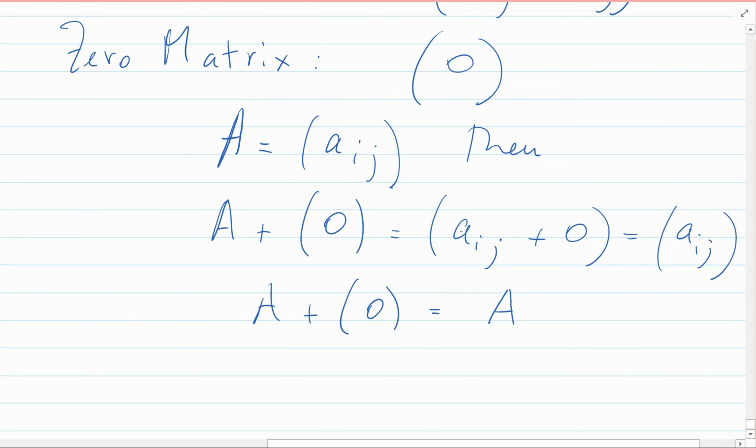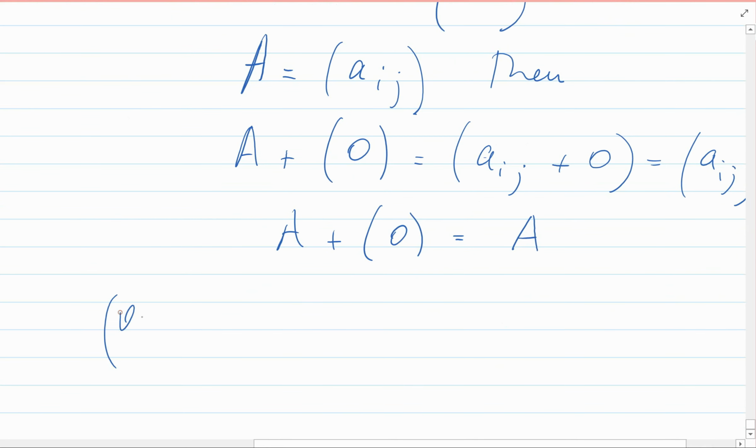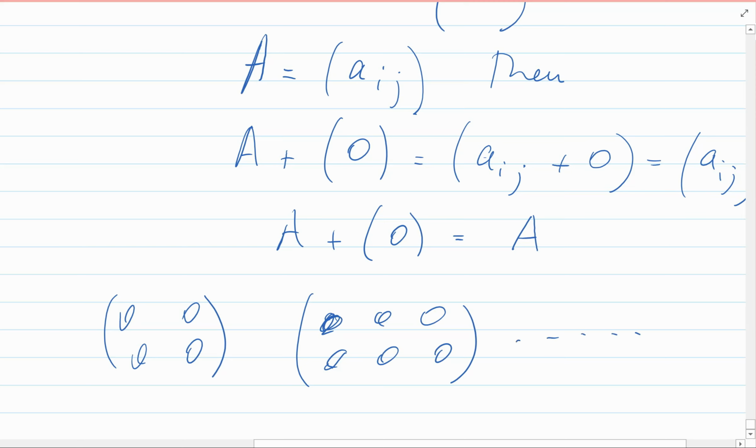Keep in mind, we don't have just one zero matrix because it depends on the size. For example, we can look at 0, 0, 0, 0. This is the zero matrix with size 2 by 2, in other words, a square matrix. But we can also have 0, 0, 0, 0, 0, 0, which is the zero matrix with size 2 by 3, etc. So we have different zero matrices depending on the sizes.